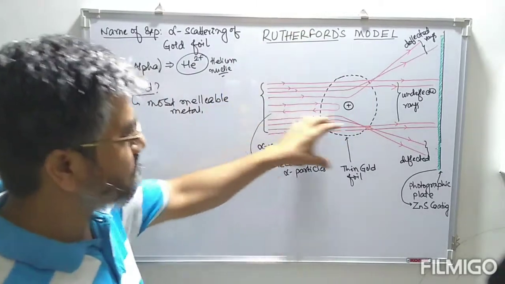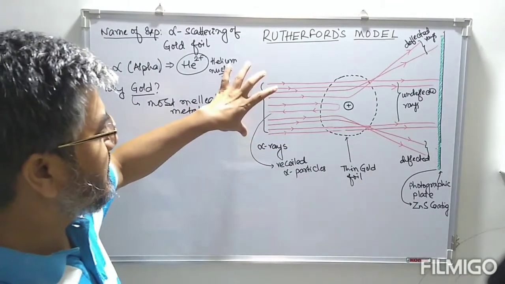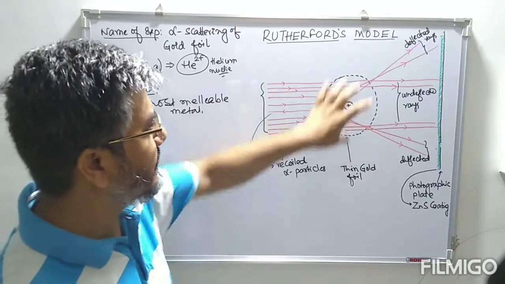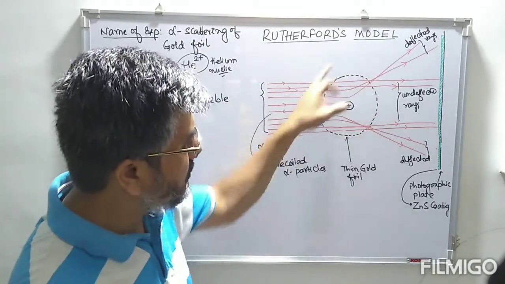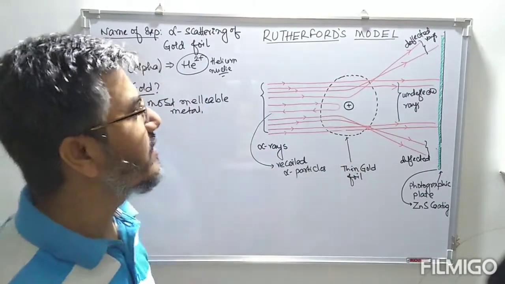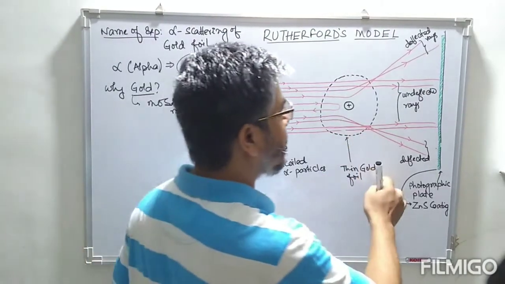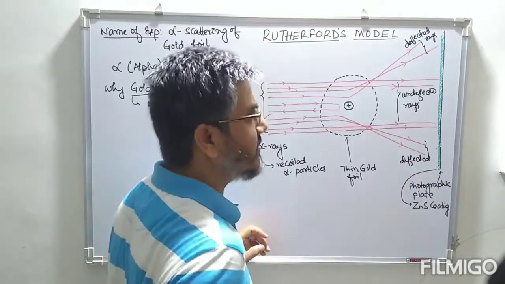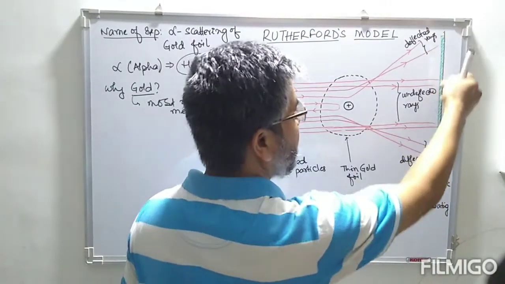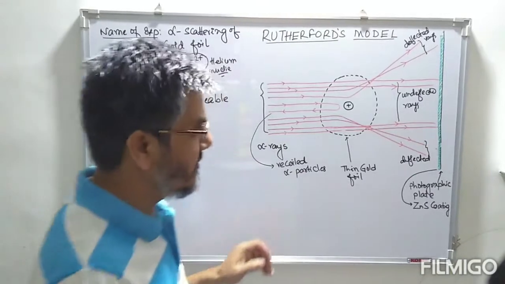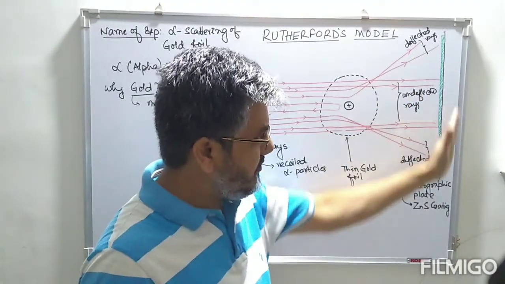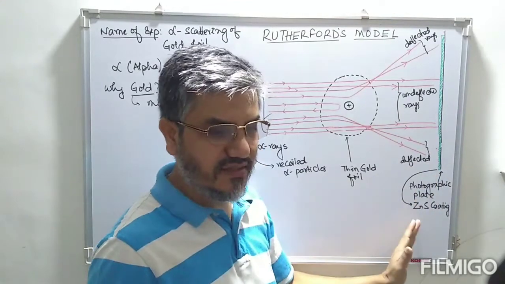So we have this diagram. This is the experimental setup. In this experimental setup, we have a thin gold metal foil. Behind this thin gold foil, we have a screen or a photographic plate. This photographic plate is coated with zinc sulfide. Now, why is this photographic plate coated with zinc sulfide?